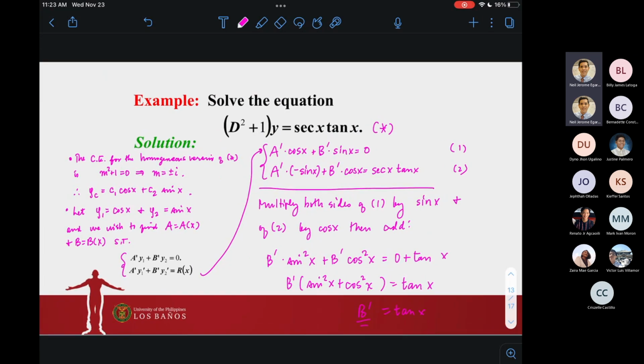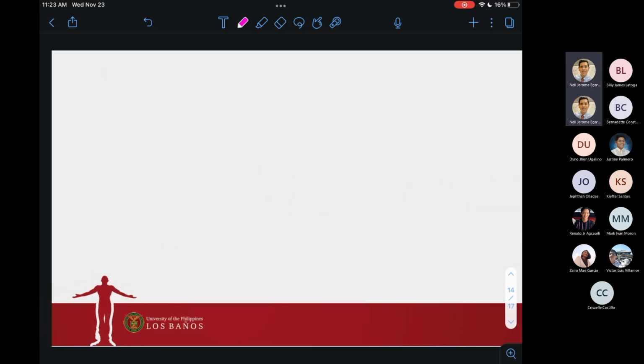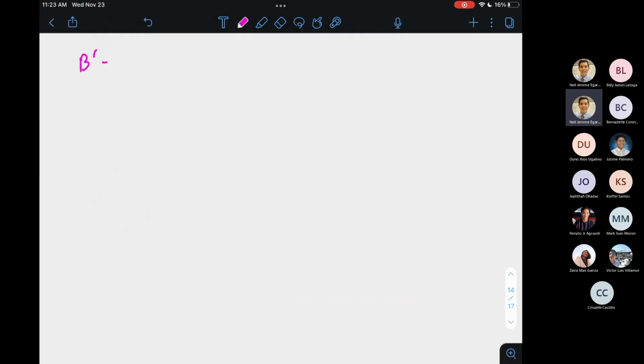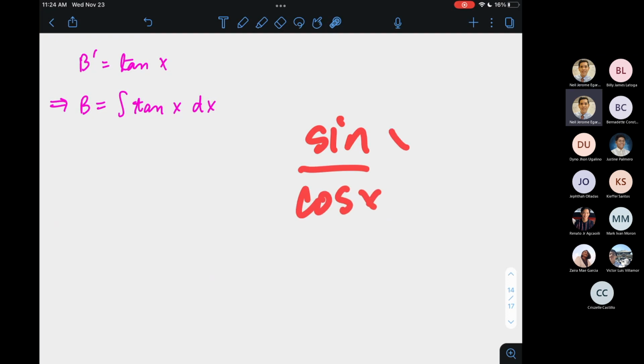So take your screenshots before I go to the next slide. I'll solve now for what b is. I know that b prime is tangent x. Okay? So b prime is tangent x. Therefore, b is the integral of tangent x dx. Alright? So when do I have a derivative that gives tangent? Tangent is sine over cosine, so that's ln. I know it's ln.